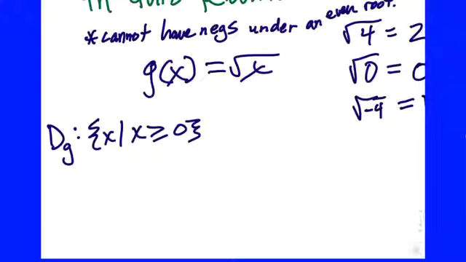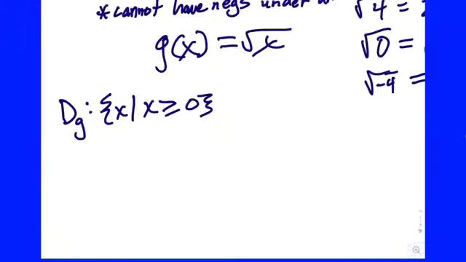Very good. The set of all X such that X is greater than or equal to 0. That's all you have to put. Okay? Greater than or equal to 0. So that would be the set builder notation. Or if you really like interval notation, I get it.